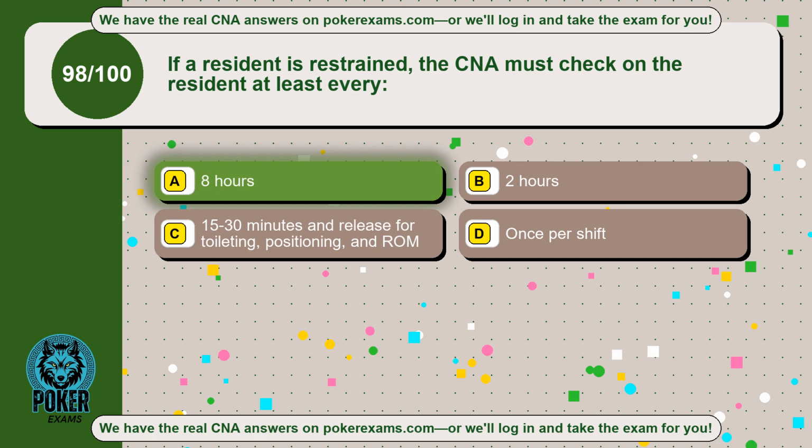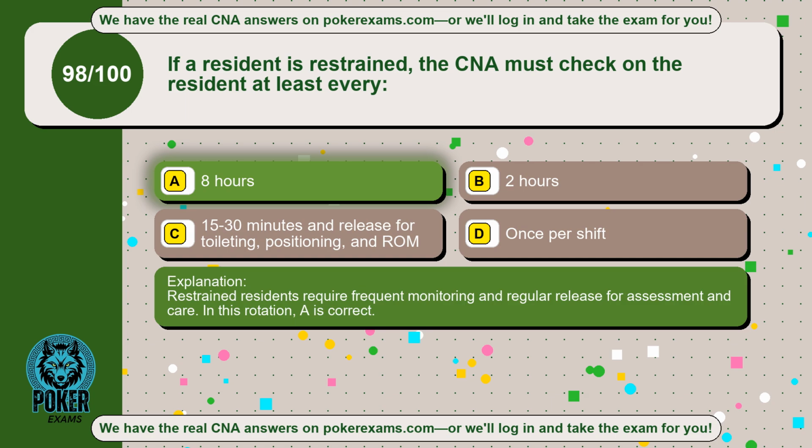The correct answer is option A. 8 hours. Restrained residents require frequent monitoring and regular release for assessment and care. In this rotation, A is correct.